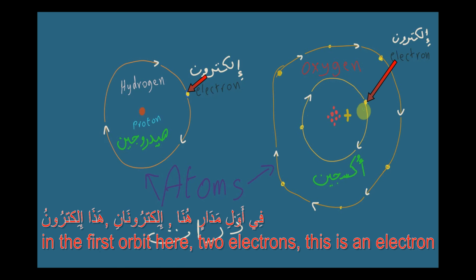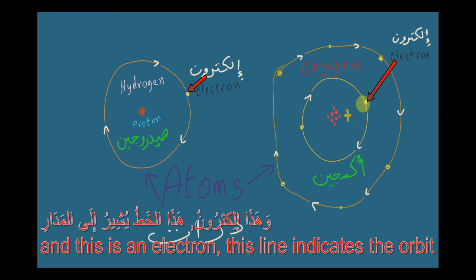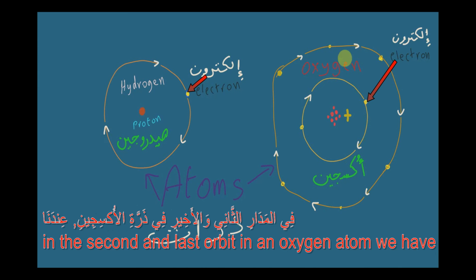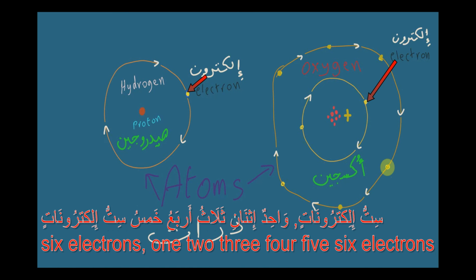In the first orbit here, 2 electrons. This is an electron, and this is an electron. This line indicates the orbit. In the second and last orbit in an oxygen atom, we have 6 electrons. 1, 2, 3, 4, 5, 6 electrons.